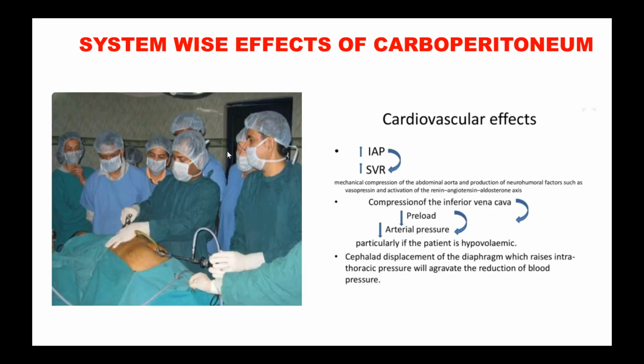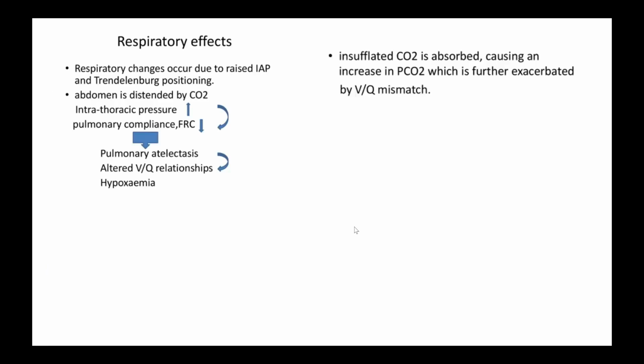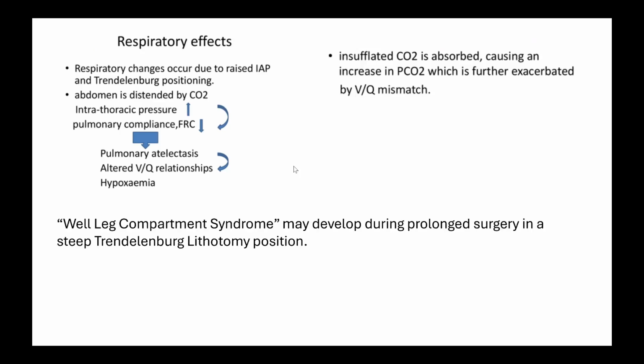So this is a system-wise effect of carboperitoneum. Increase in intra-abdominal pressure increases initially the systemic vascular resistance. Then there will be compression of inferior vena cava, decrease in preload, decrease in arterial pressure. So initial will be a rise, then there will be decrease, and cephalad displacement of diaphragm will raise intrathoracic pressure and aggravate the reduction in blood pressure. So these are all the further effects of that.